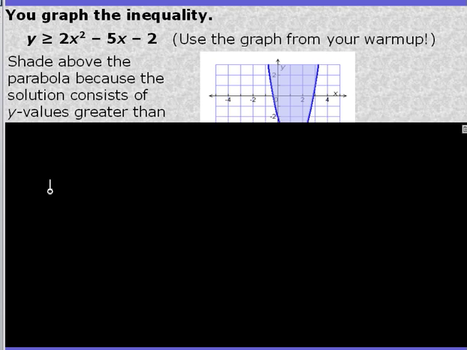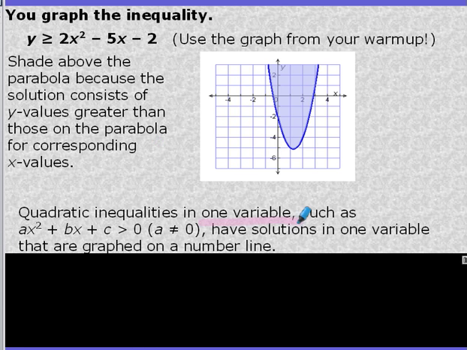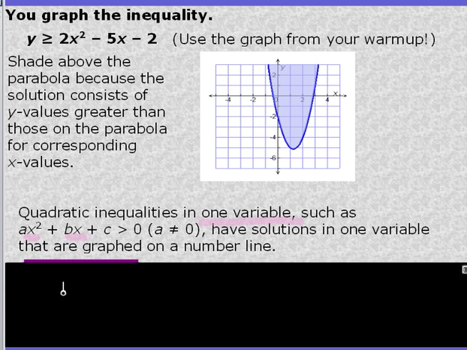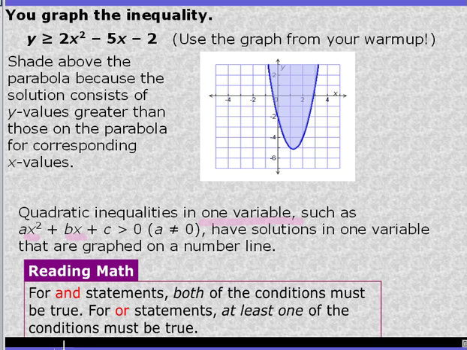So that's graphing. We can also solve quadratic inequalities in one variable. So in this case, x is our only variable, with a number line. For AND statements, both of the conditions must be true. For OR statements, at least one of the conditions must be true. So we're going to look at our conjunctions and disjunctions again when we solve this.